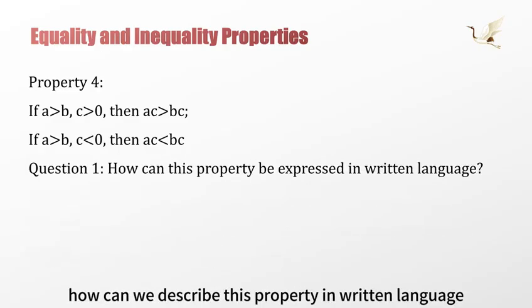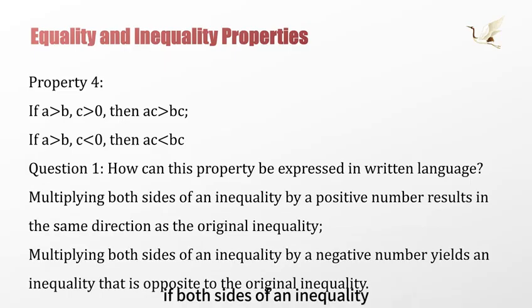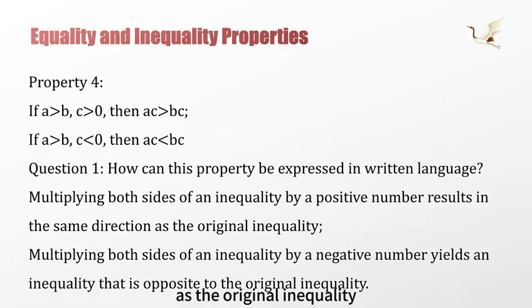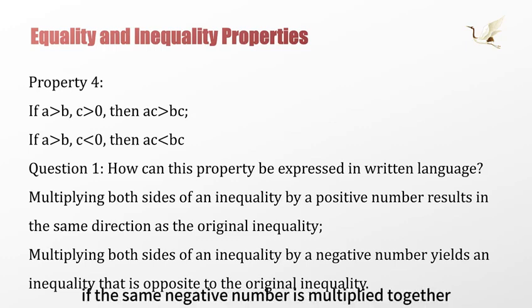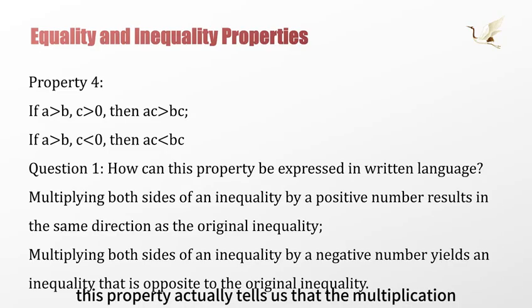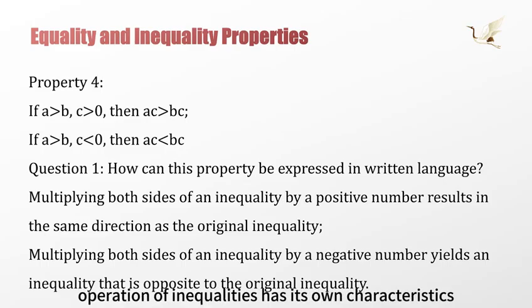How can we describe this property in written language? The description is as follows. If both sides of an inequality are multiplied by a positive number, the resulting inequality is in the same direction as the original inequality. If both sides are multiplied by the same negative number, the resulting inequality is reversed from the original inequality. The description in written language still reflects its very straightforward characteristics and helps us understand this property. This property actually tells us that the multiplication operation of inequalities has its own characteristics.